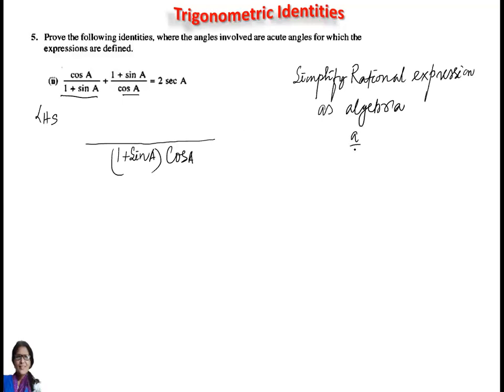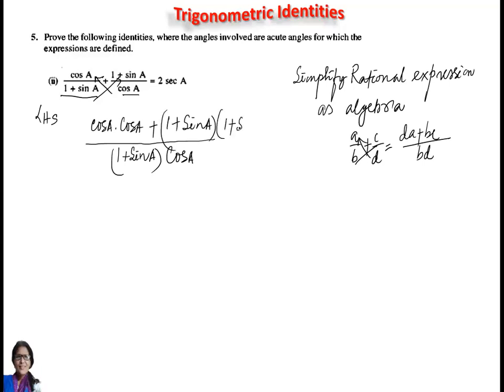As you do, suppose you have A by B plus C by D. What do you do? BD is the LCM. D is multiplied with A and B is multiplied with C. Same concept here. Cos A will be multiplied with cos A and 1 plus sin A will be multiplied with 1 plus sin A. I repeat, first I took the LCM of these two. This is just the product because one is not a factor of the other.